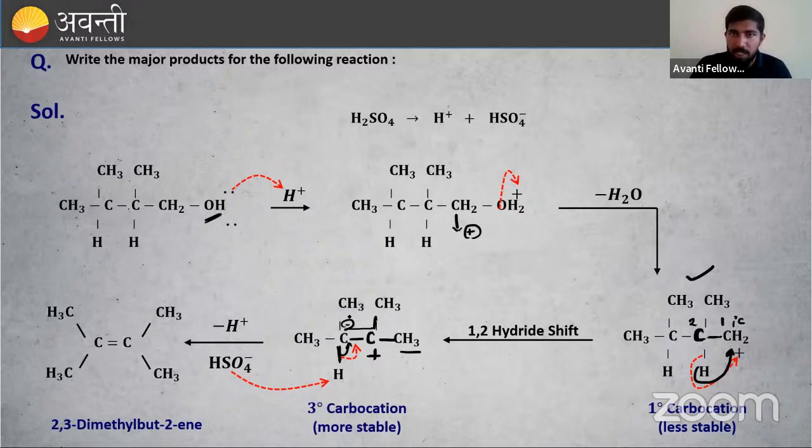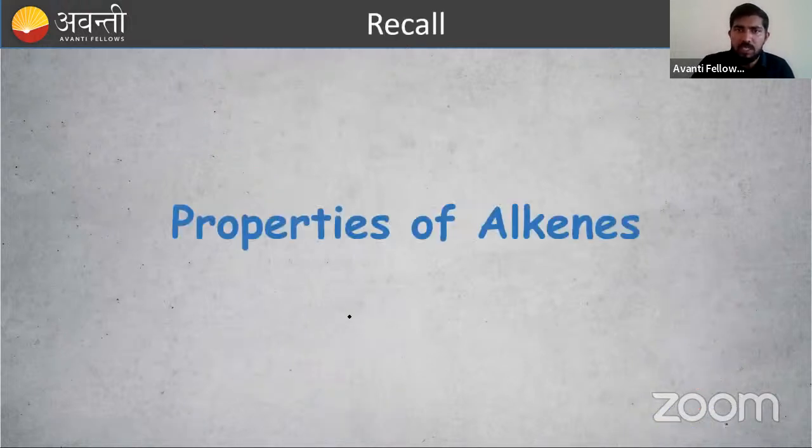So protonation, then I'm removing water, then rearrangement of the carbocation from primary to tertiary. Then HSO4 minus is coming and taking the H plus. So I hope this is clear to you. That's all about the methods of preparation of alkenes.